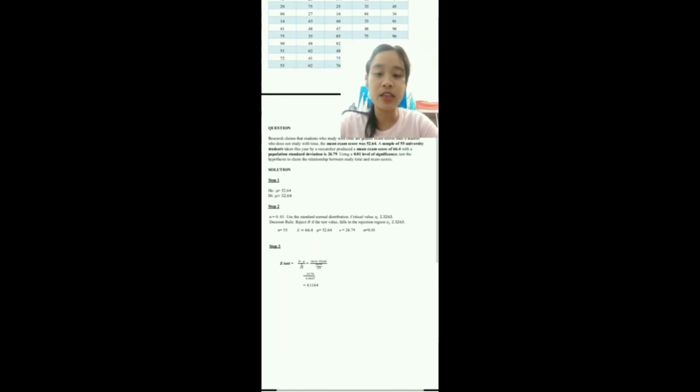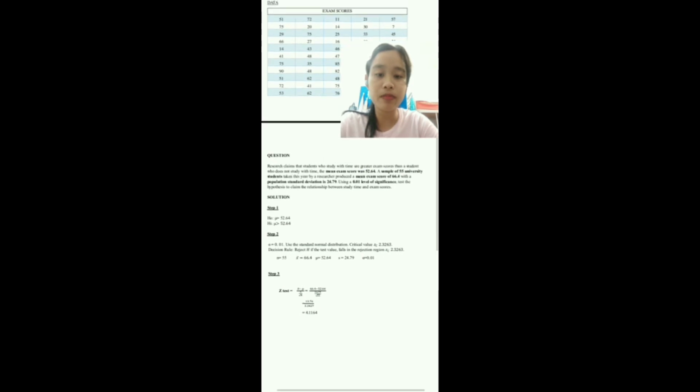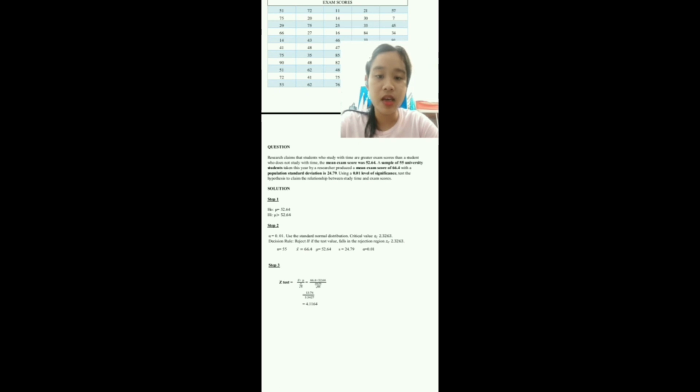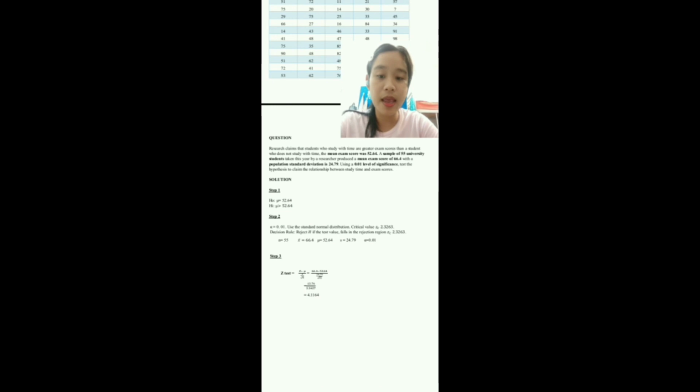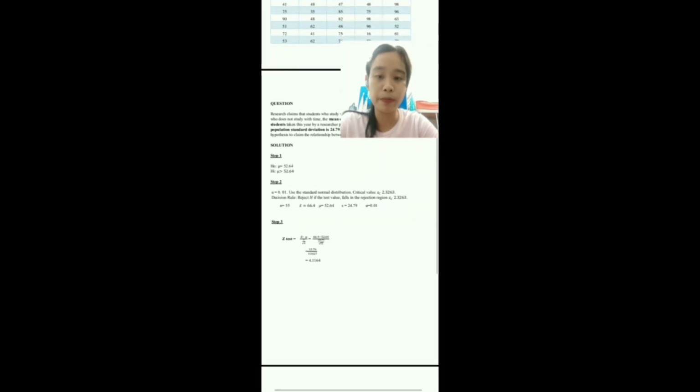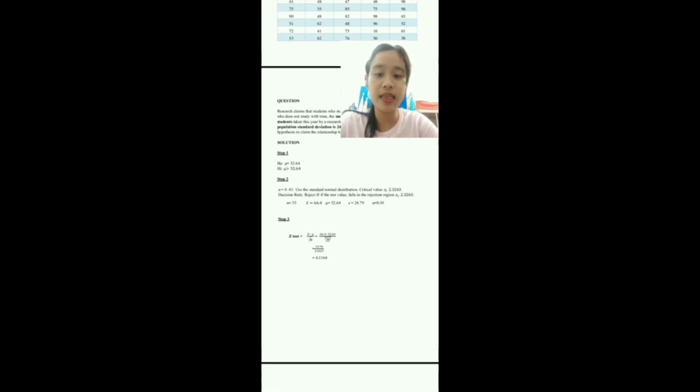For the solution, step 1, find H0 and H1, where the mean score here is 52.64. As the question is given, students who study with time have a greater exam score than students who do not study with time. So H1: mean greater than 52.64.